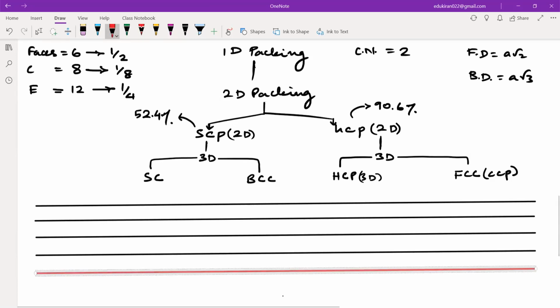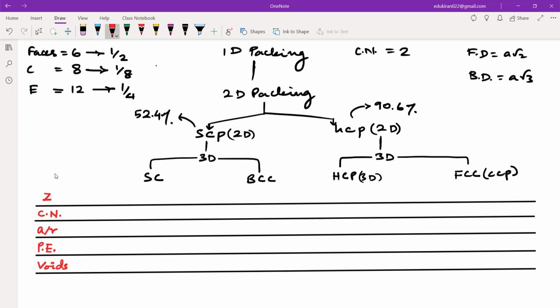So we will be discussing here the Z for each of them. Okay. Then we'll also discuss the coordination number, let us say. Then the relationship between A and R. Then the packing efficiency. And then we'll discuss the type of voids that is present in all of them.